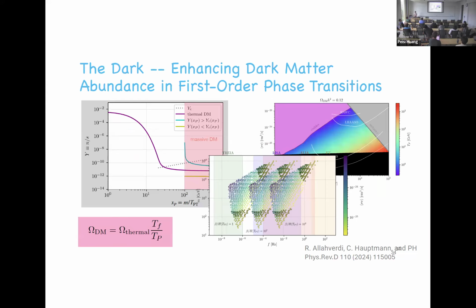So that's the second story I want to tell you. I want to show you that the dark matter properties can be different from what we naively expected if there was a first order phase transition early in the universe.